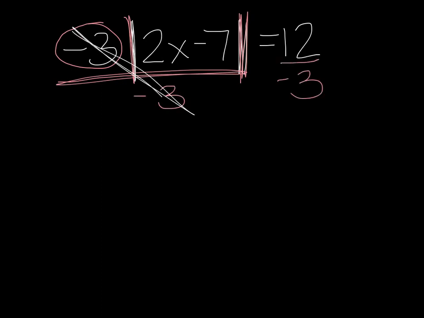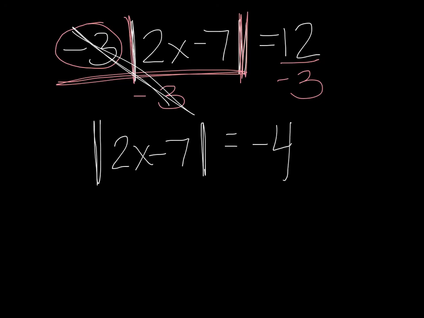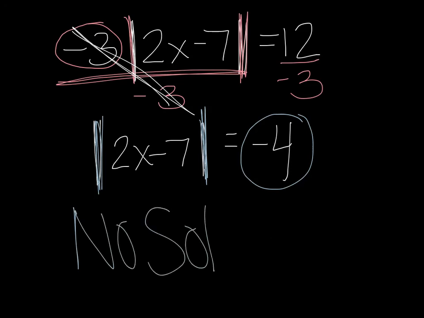Means these are going to cancel out, and we're left with the absolute value of 2x minus 7 is equal to negative 4. Now that we have the absolute value lines all by themselves, let's look at the answer. Negative 4. Absolute value can never be negative, so we would have no solutions for this one.